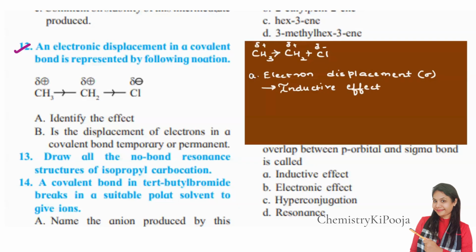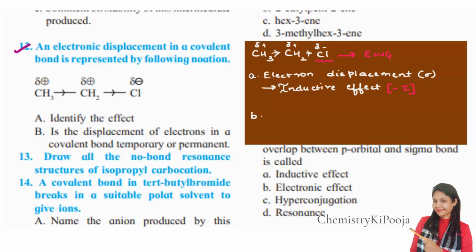And in inductive effect also, we have two types, isn't it? Minus I effect and plus I effect. So which effect is this particular group showing? Definitely if I look into Cl, it is an electron withdrawing group. Electron withdrawing group, it is pulling the electron. That means it is showing minus I effect. Clear? It is showing minus I effect.